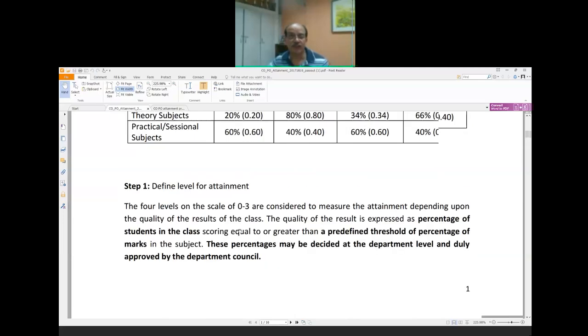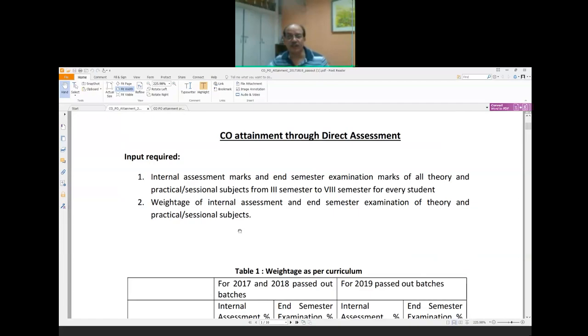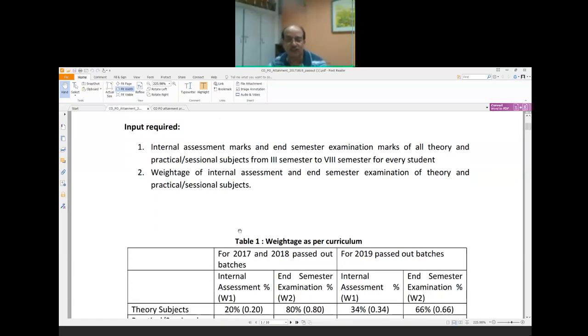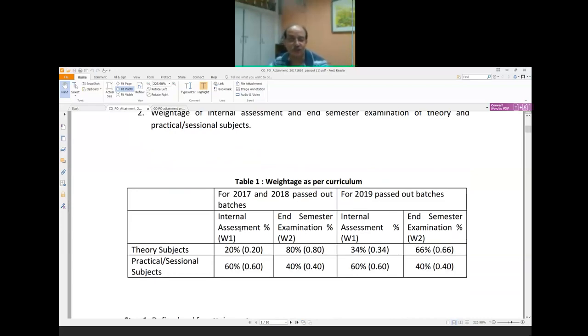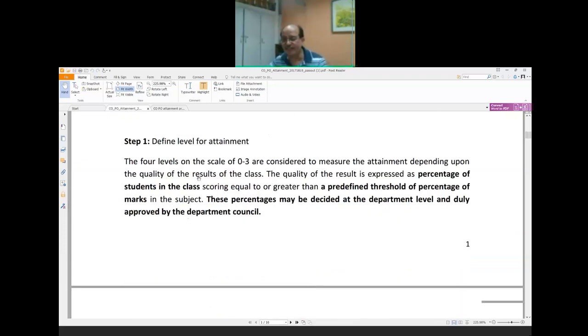What you have to do in this particular scenario is that your input requirement is your internal assessment and the weightage for the internal assessment as well as the end term examination, and what sort of weightage you would define for an internal assessment and the end semester examination for theory and the practical session. Now, I gave you the example for a theory subject: maybe there is a weightage of 20% and 80%, where 0.2 is a multiplier factor and 0.8 is a multiplier factor in this particular scenario. For the practical session we got 60 and 40. We say 0.6 is the multiplier factor for internal and 0.4 is the multiplier factor for the external.